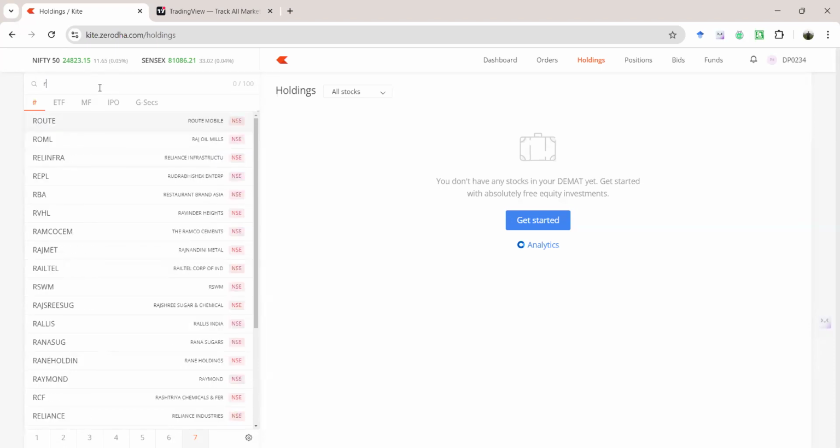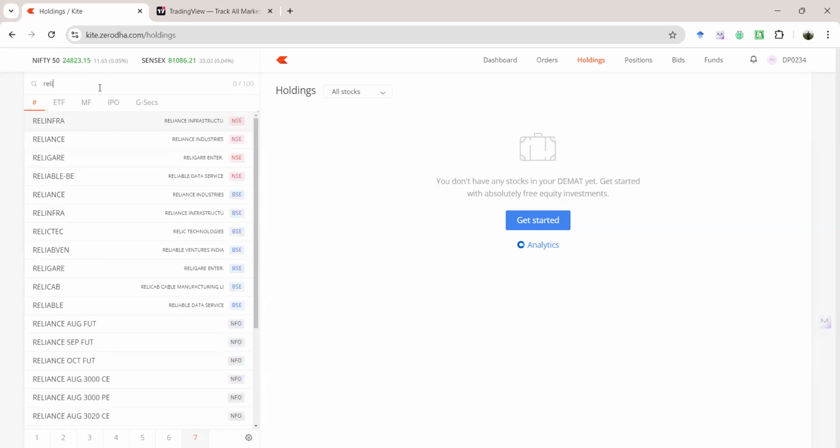And if you want to add Reliance, type Reliance, it will show multiple names: Reliance Infra, Reliance Religare, Reliance. So I mostly select NSE stocks. We can see Reliance. I want to add this. I'll click on plus. It is added to the chart. If I want to add Reliance Future, I can add from here. If I want to add call and put, I can add from here.